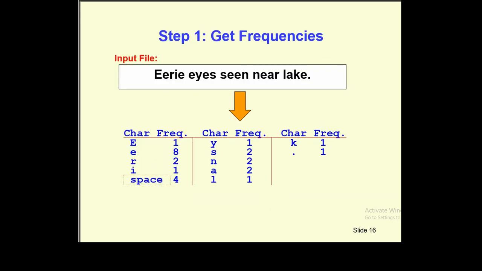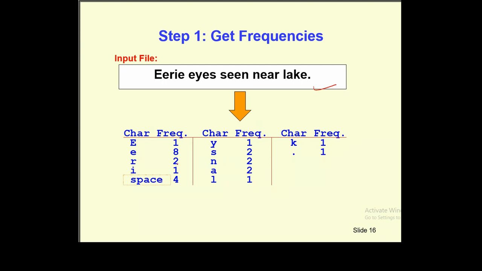So step number one, getting the frequency. Let's suppose we have this input file: "Are you seen near lake?" You can see we have several different characters here. We will list each character and find out the frequency. So for capital E, the frequency is 1. For small e, the frequency is 8: 1, 2, 3, 4, 5, 6, 7, and 8.